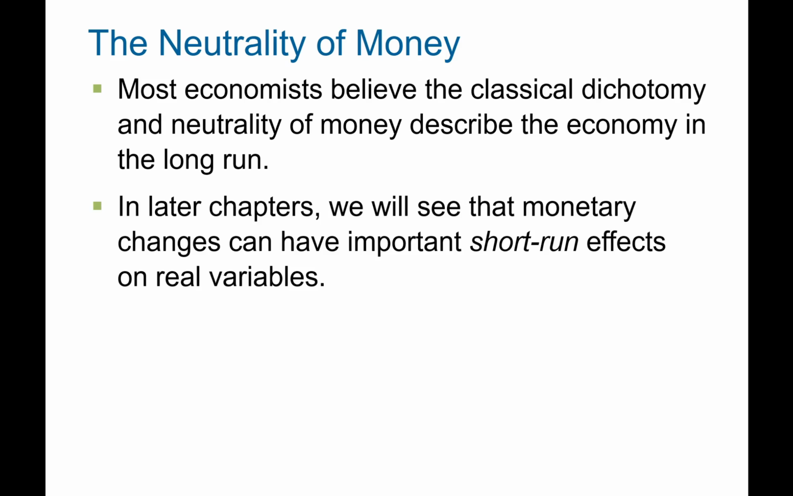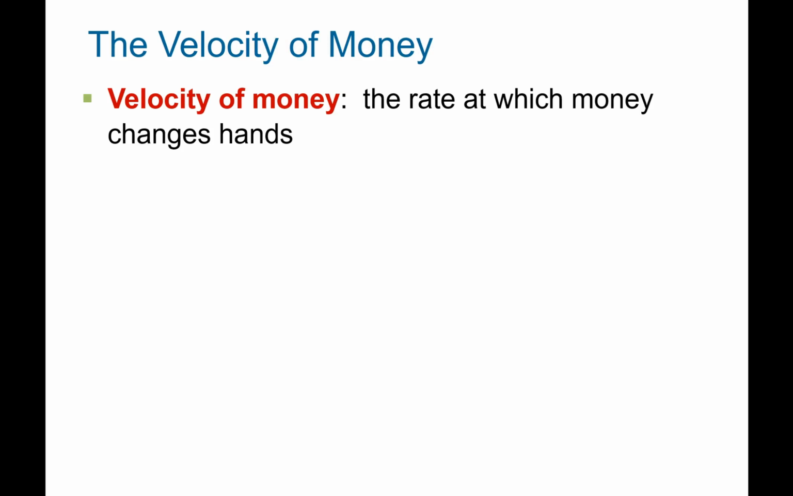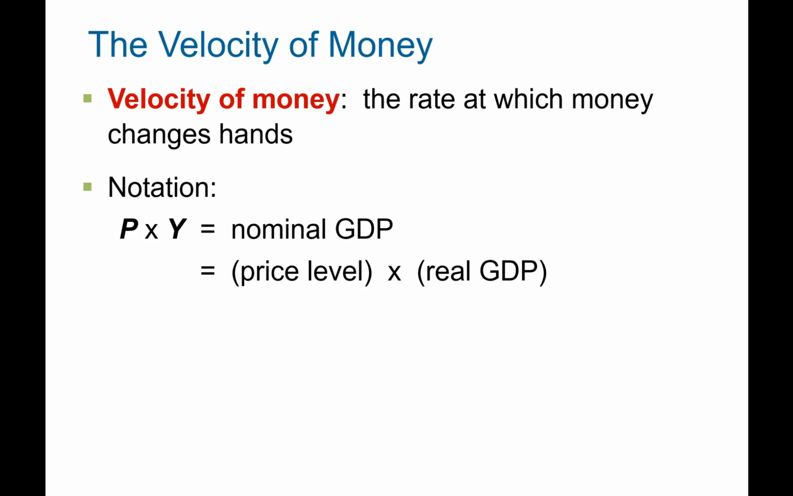Most economists believe that this classical dichotomy and neutrality of money describe the economy in the long run. And we're going to look in later chapters at the short-run effects on real variables. For now, we're going to look at another idea called the velocity of money. The velocity of money is the rate at which money changes hands, typically seen as the turnover of money as it moves through the economy from one person to another through one transaction or another.